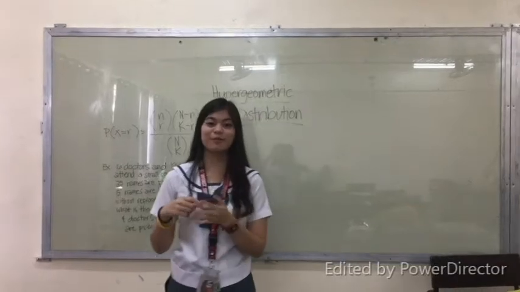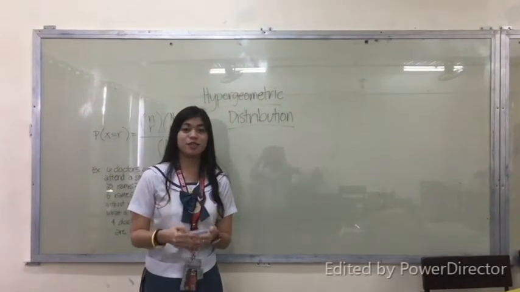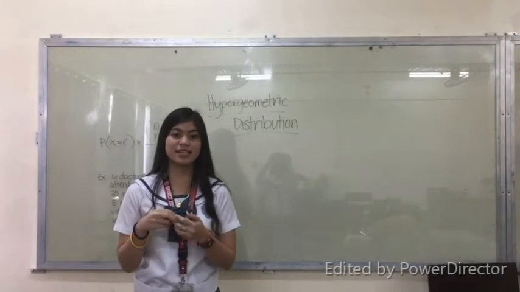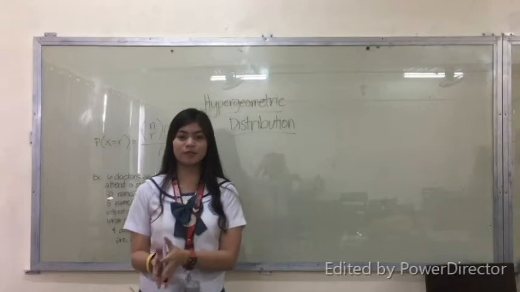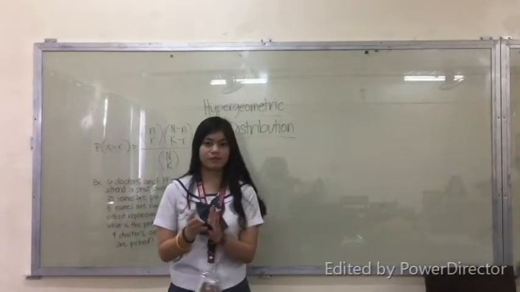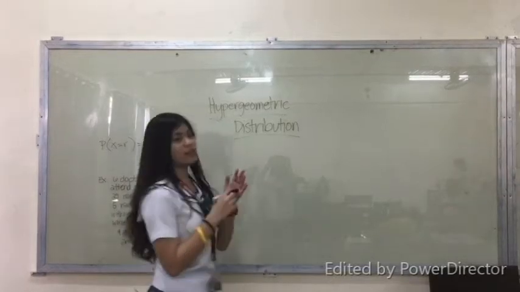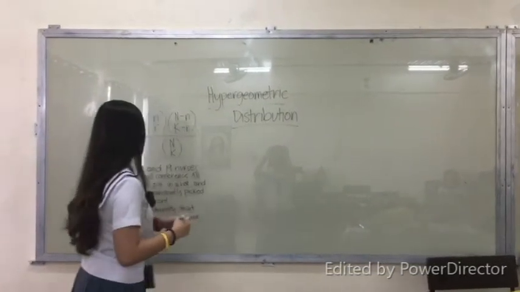So good morning everyone. My topic is about hypergeometric distribution. In probability theory and statistics, hypergeometric distribution is a discrete probability distribution that describes the successes in draws without replacement, wherein each draw is either a success or a failure.